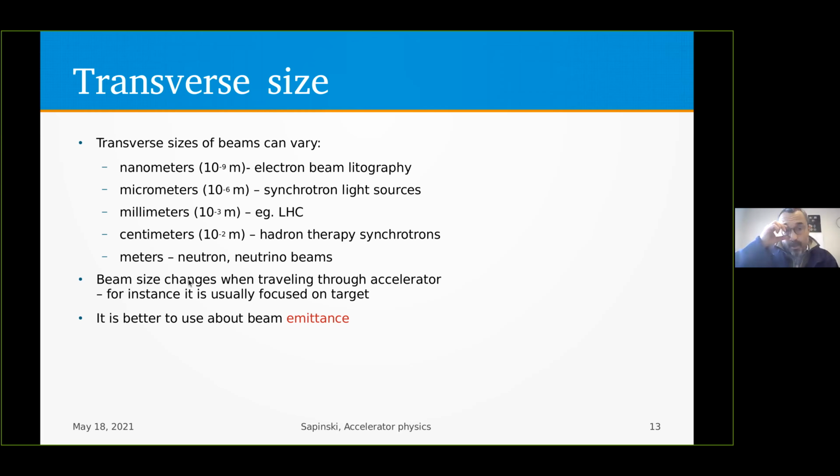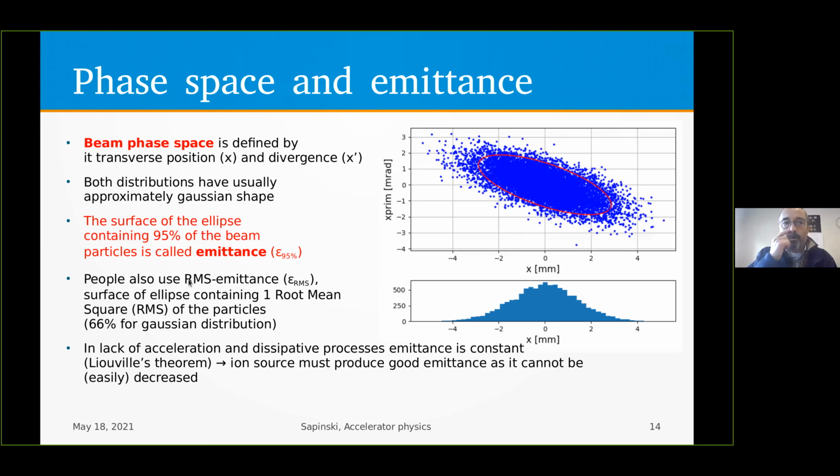Beam size is actually changing. You will understand why when the beam is traveling through the accelerator. So it's better to talk about the beam emittance. And here is the first important term, the first important concept that you should know about. What is a beam emittance?